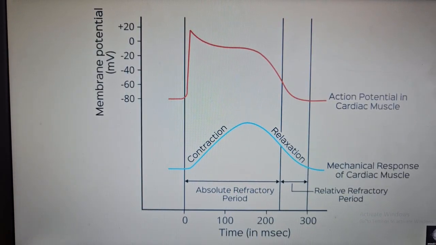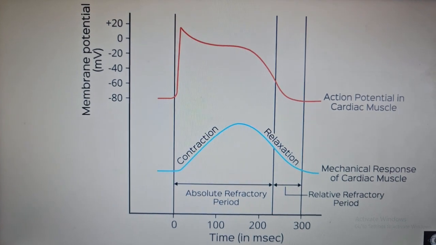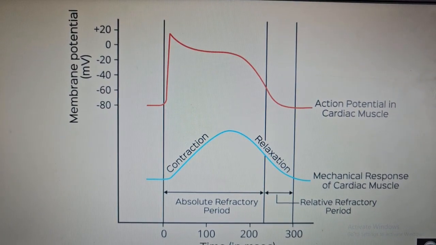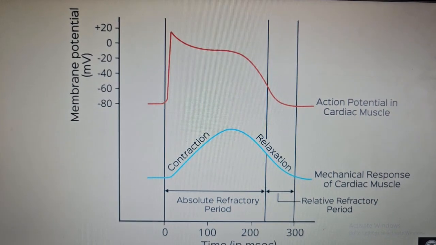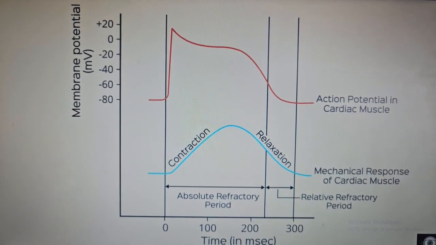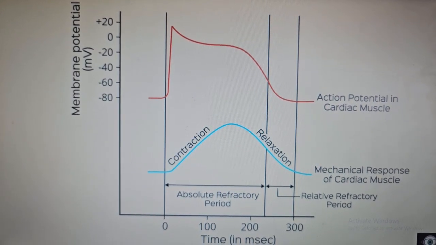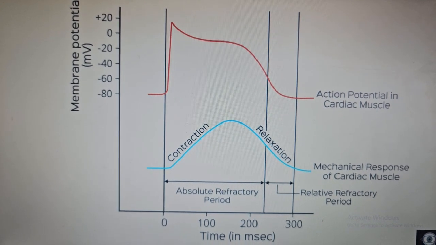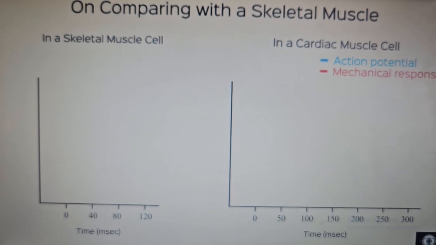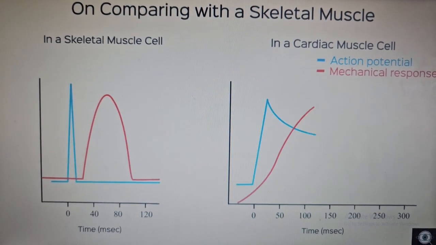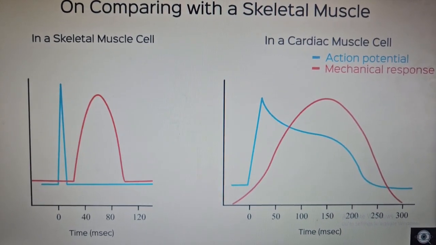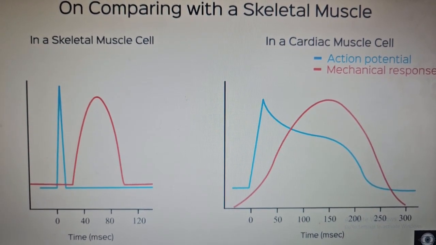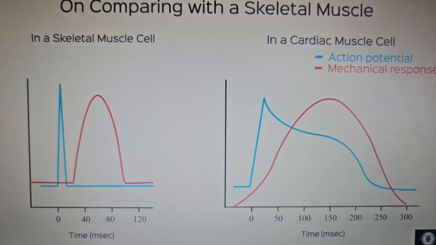Cardiac muscles have a long refractory period because the action potential of the cardiac muscle lasts for almost as long as its mechanical contraction. Here is a graph where you can see the duration of the action potential and the duration of the muscle contraction. We see that the duration of action potential is almost equal to the duration of the muscle contraction. Because of this long duration of action potential, cardiac muscles cannot be tetanized.